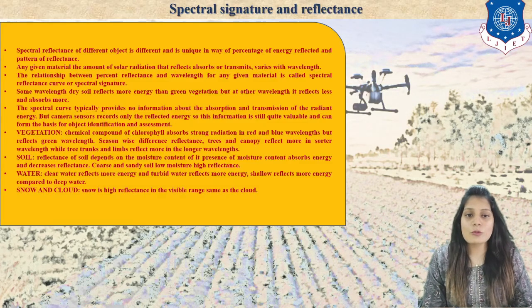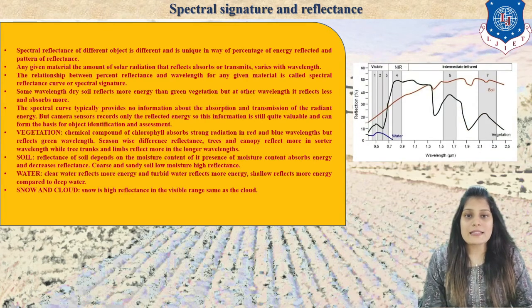So let's move further. Here you can see I have written the main points which are important for spectral reflectance. The very first thing is that spectral reflectance basically deals with the percentage of reflectance and the wavelength. Can you see the figure which I have shown here? You can see the y-axis is the reflectance percentage, right? And the x-axis is the wavelength. Now, look here, the wavelength starts from 0 to 2.5.